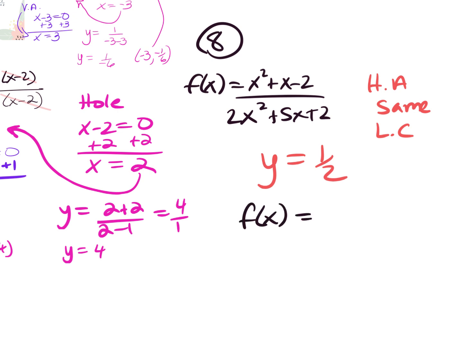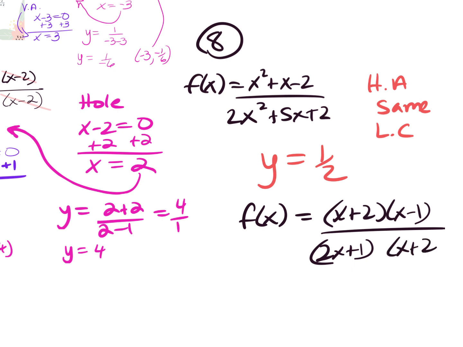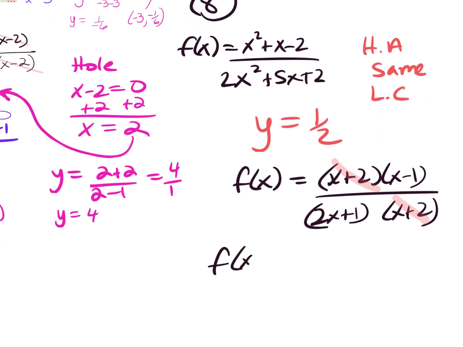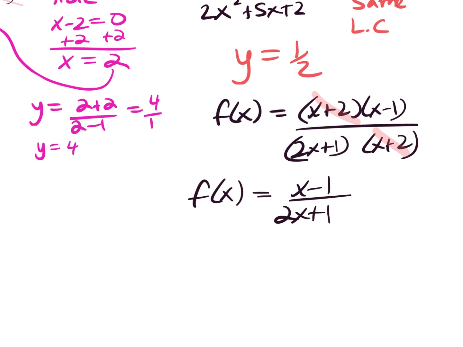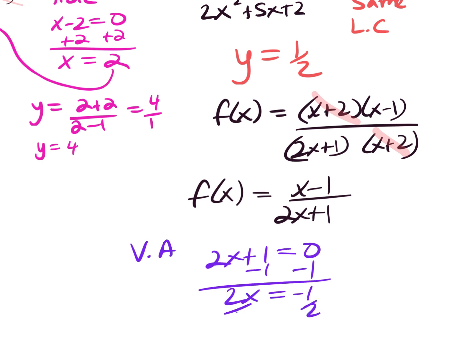The numerator factors into x plus 2, x minus 1. The denominator is going to factor. Okay, so we have 2x plus 1, x plus 2. These will cancel. So my simplified function is f of x is equal to x minus 1 over 2x plus 1. For the vertical, set the denominator equal to 0. Divide. X equals negative half is the vertical.